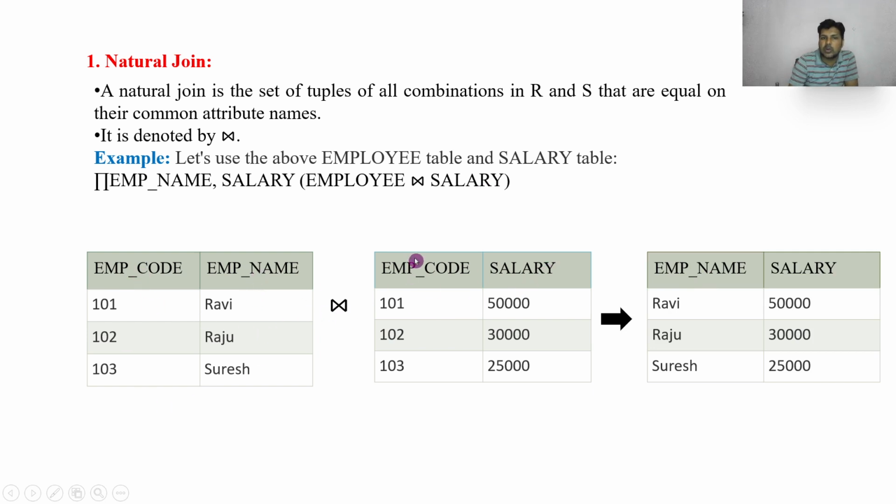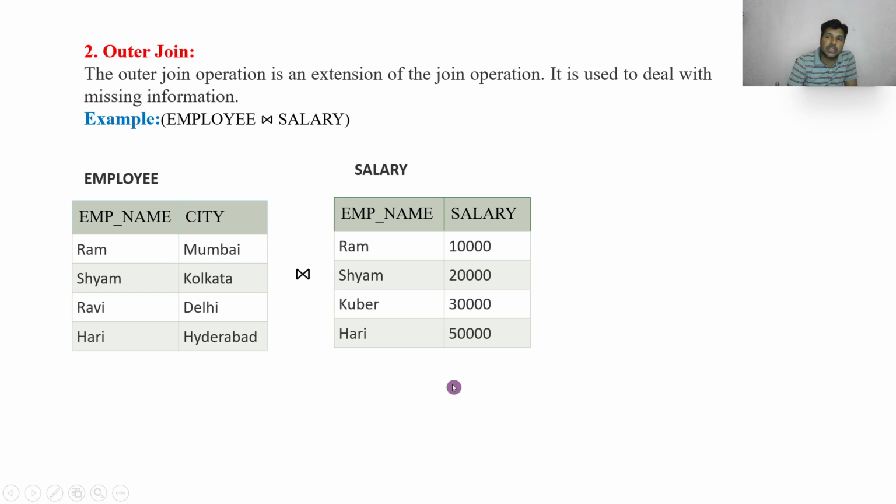Employee code is the main column which is matching in both the tables. So the employee table and salary table combined give you a natural join with employee name. See, Ravi 101, 50,000 101. So 101 is a key, employee code is a key, right? Raju 102, 102 with 30,000 means Raju 30,000. Suresh also 103 and 25,000 103, so Suresh 25,000. This is how it will join the two tables, right? Next, outer join.